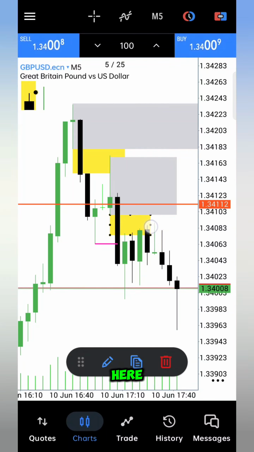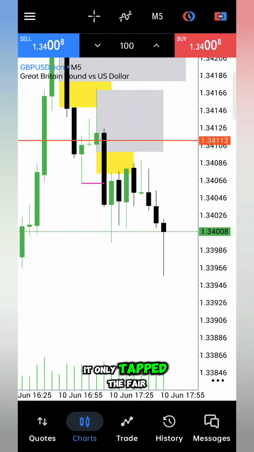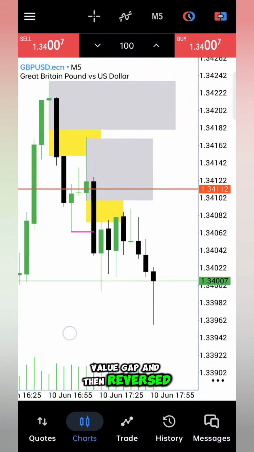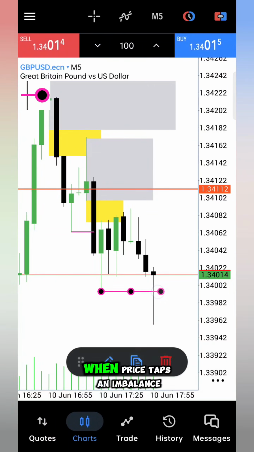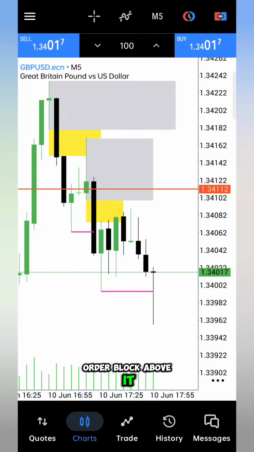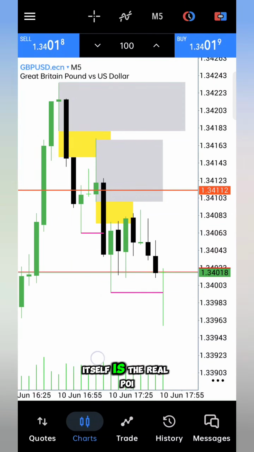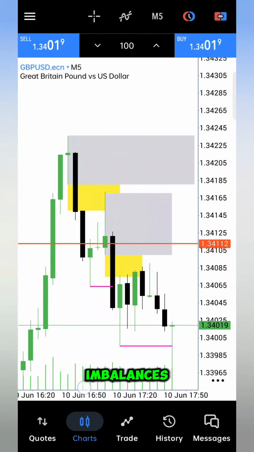So as you can see here, price never even made it into the order block zone. It only tapped the fair value gap and then reversed, moving back down. This is actually a strong signal. When price taps an imbalance and rejects before reaching the order block above it, it tells you the imbalance itself is the real POI. Smart money is defending the imbalance, not the order block. The imbalance is the magnet.